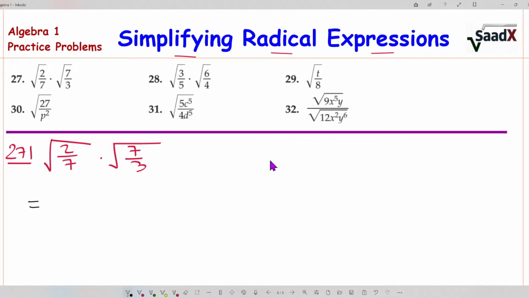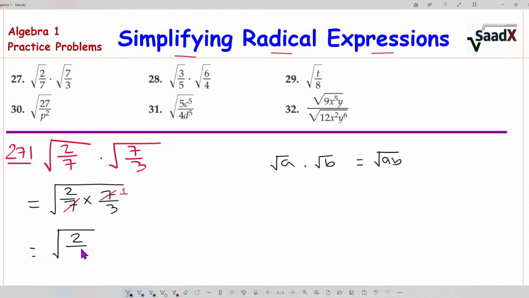First, we know root a times root b is equal to root ab. Similarly, here is root 2/7 times root 7/3. So we can write root of 2/7 times 7/3. Here this 7 and this 7 we can divide, and we get 1. So here it is root 2/3. So this is root 2 over root 3, right?